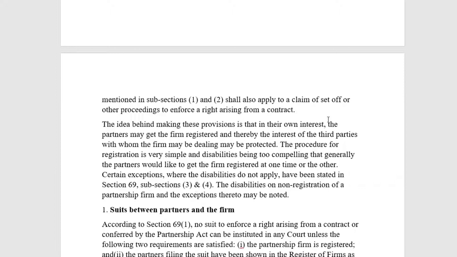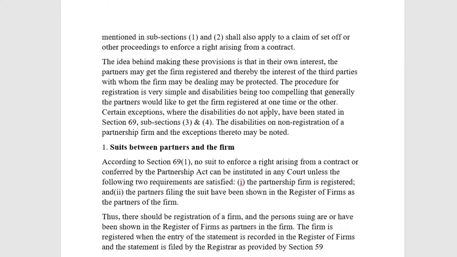For example, if the unregistered firm files a case to recover rupees 5,000 from a debtor X, and if the firm has to pay rupees 10,000 to the same debtor X, then the firm cannot adjust the debt by paying only rupees 5,000. This aspect can be called the set-off. That has been provided under sub-clause 3. So this is also a disability.